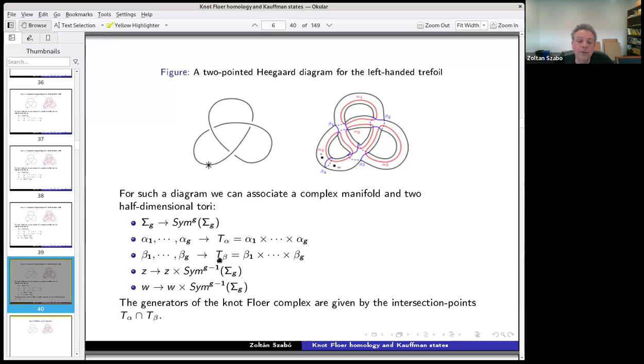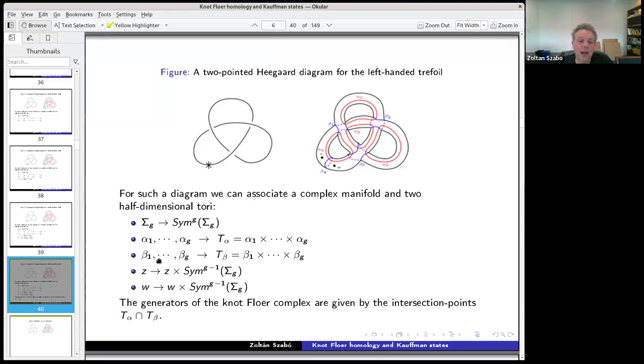Inside, there are two half-dimensional tori. These are called T_alpha and T_beta, which are when I specify that one coordinate among the g has to be in alpha 1, another in alpha 2, and so forth. And that the base points that we have give us a complex codimension one subspace, and I specify that one of the points is Z, and otherwise I specify one of the points is W.